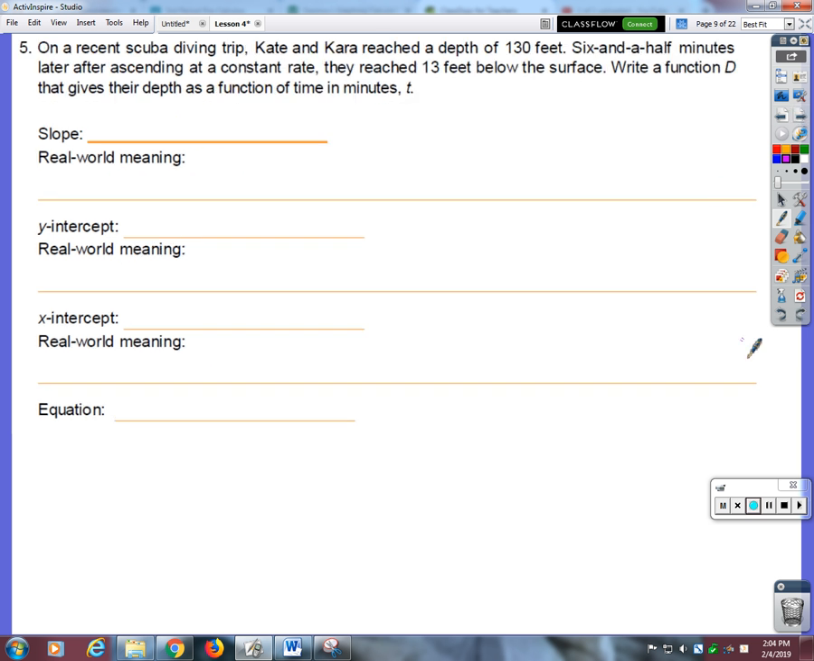Let's see. All right, we can get one more in. All right, last one for today. On a scuba diving trip, Kate and Kara reached a depth of 130 feet. 6.5 minutes later, after ascending at a constant rate, they were only 13 feet below the surface. Write a function d that gives their depths as a function of time in minutes. So at time t equals 0, they were 130 feet below the surface of the water.